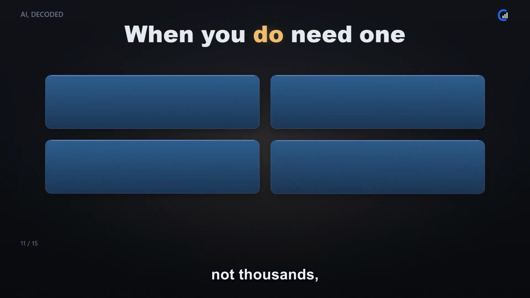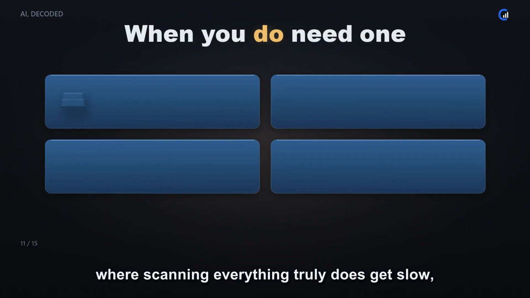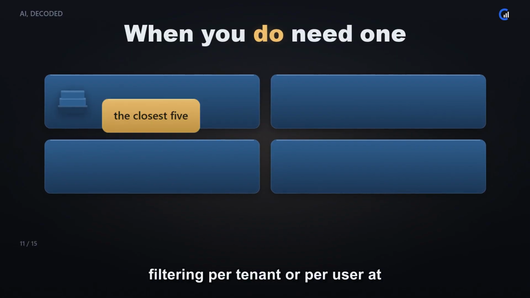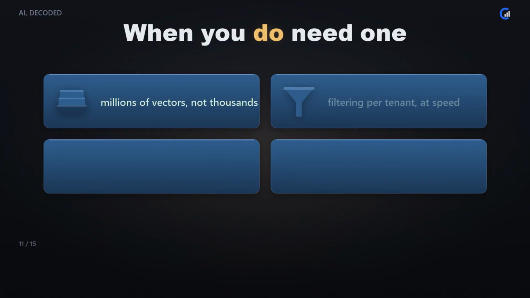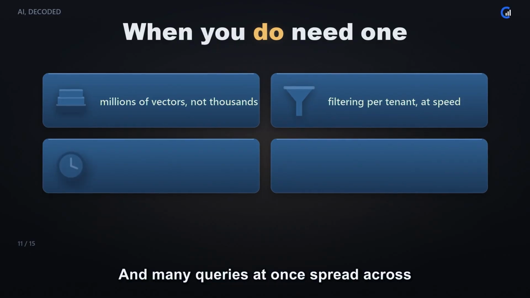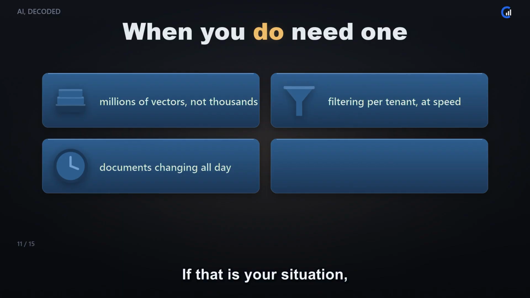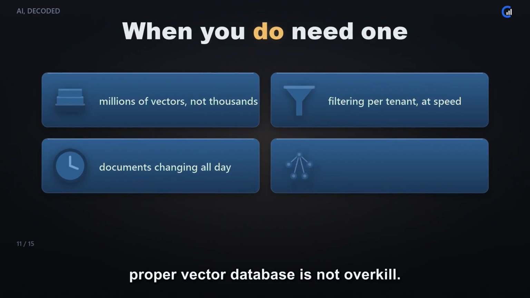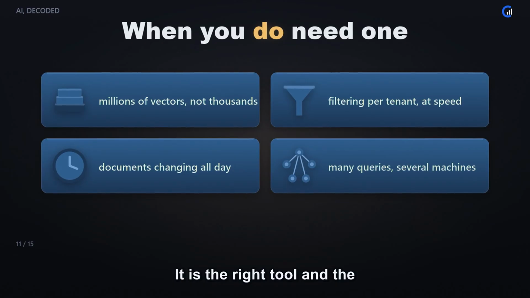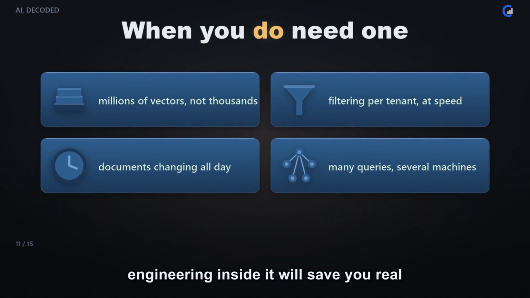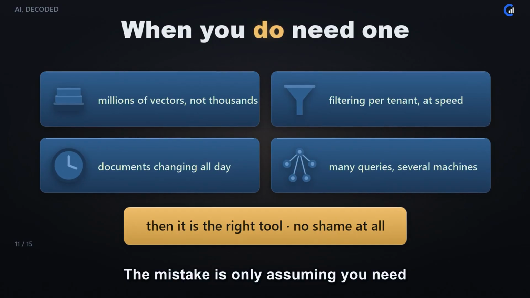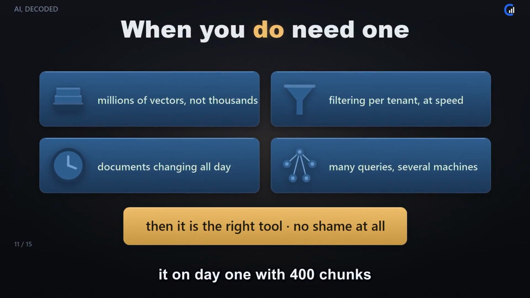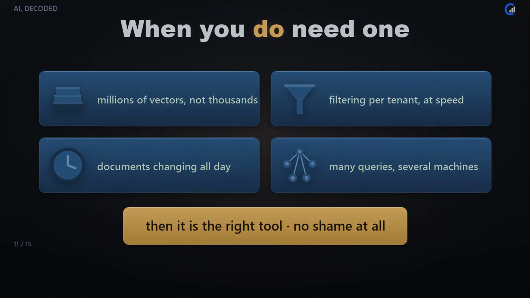Now let me be completely fair, because these tools exist for very real reasons. Millions of vectors, not thousands, where scanning everything truly does get slow. Filtering per tenant or per user at speed while you search, documents changing all day, so you are adding and deleting constantly. And many queries at once, spread across several machines. If that is your situation, a proper vector database is not overkill. It is the right tool, and the engineering inside it will save you real pain. There is no shame at all in needing it. The mistake is only assuming you need it on day 1 with 400 chunks and no users.